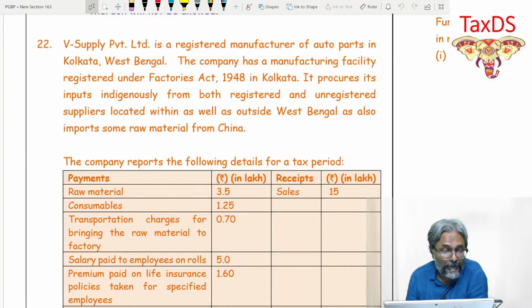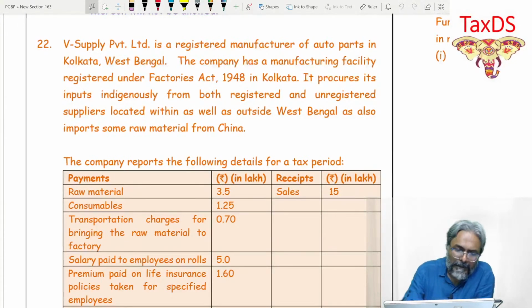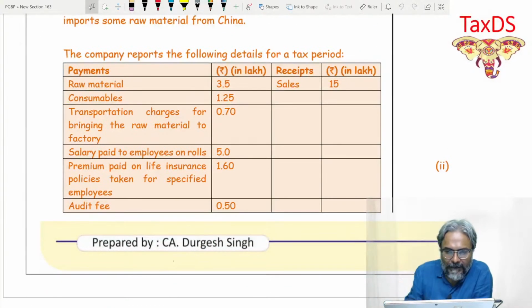Now be careful, students, here. If he is importing the raw material from China, then accordingly, in that case, there would be an IGST impact that would be felt. And if it is an IGST impact that is going to be felt, then obviously we will be getting the ITC of the IGST in this regard. The company reports the following details for a tax period.